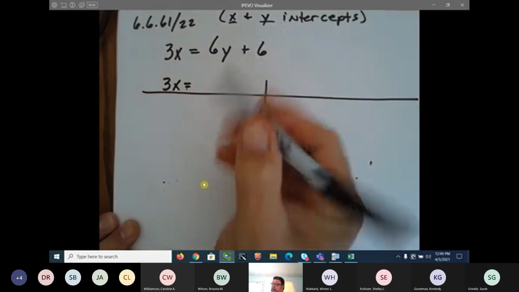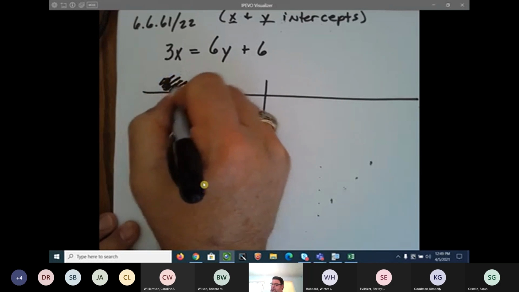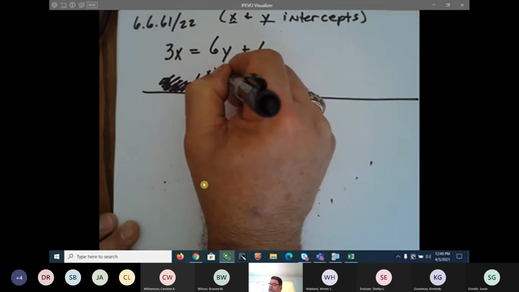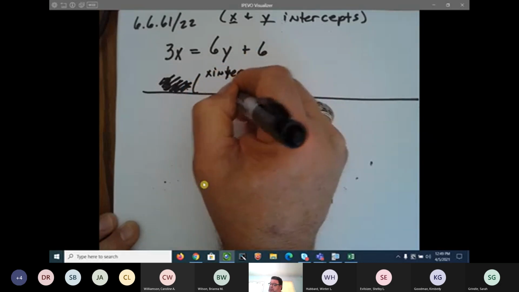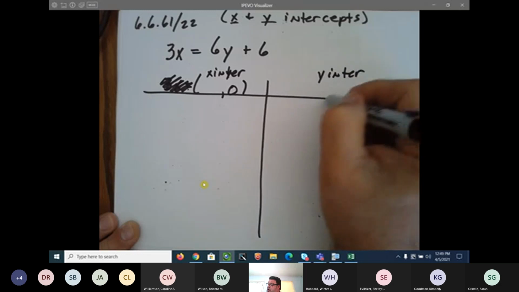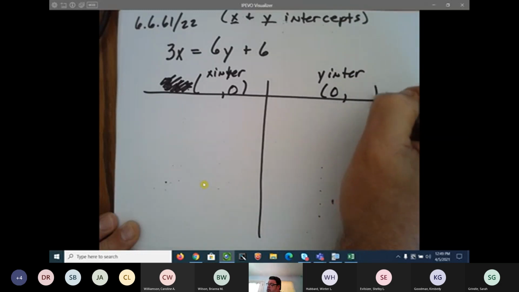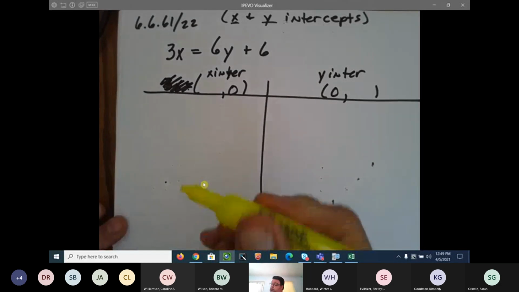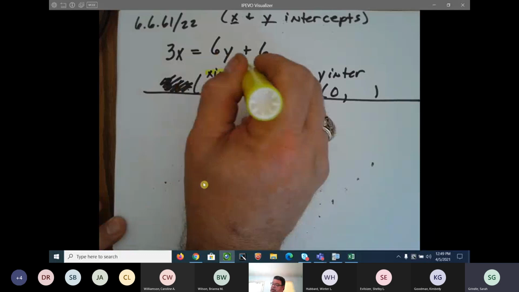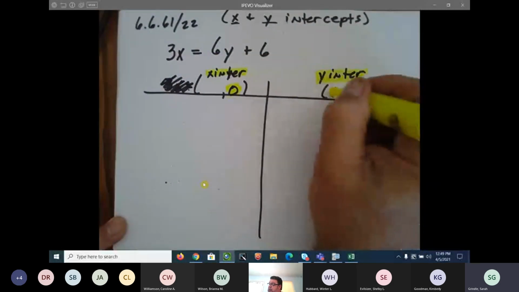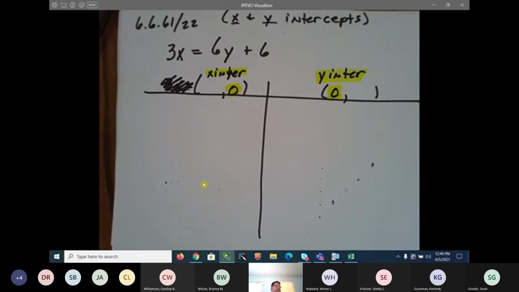3x is equal, oh shoot, I messed up. Hold on. The x-intercept, y is 0. The y-intercept, x is 0. Somebody tell me, is that true 100% of the time? Yes or no? If I want the x-intercept, y is 0. If I want the y-intercept, x is 0. Is that true 100% of the time? Yes or no?